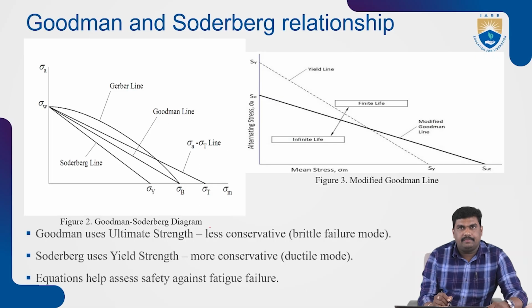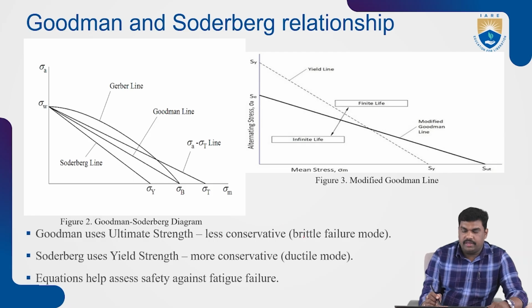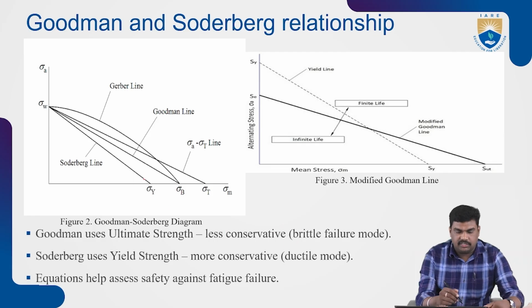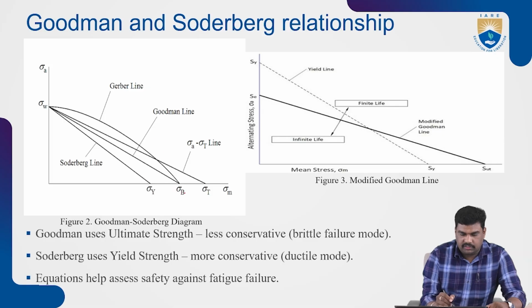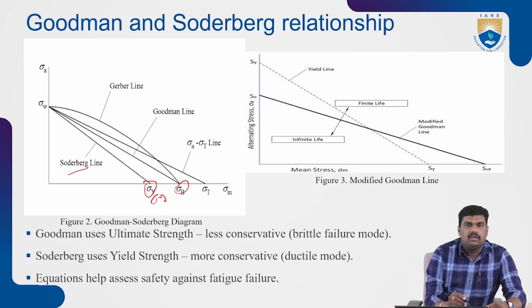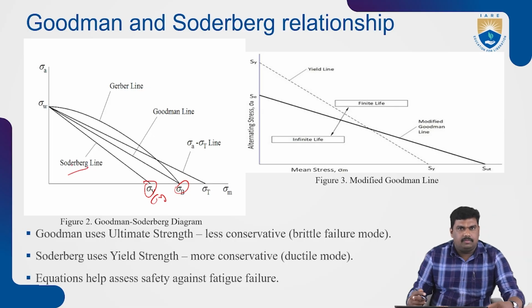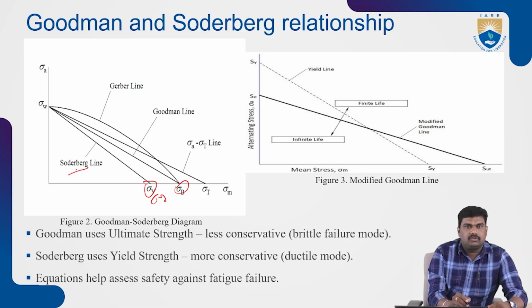Goodman uses ultimate strength, is less conservative, and suits the brittle failure mode. Why do we call it brittle failure mode versus ductile failure mode? You can see the line here for the Goodman. It is connecting with your ultimate strength. There is no yielding point. The yielding level, sigma y, is connected only with Soderberg. So Soderberg is suitable for ductile material, and Goodman uses ultimate strength. It will not have any yielding point; it goes directly to the ultimate strength, so it has the brittle failure mode.